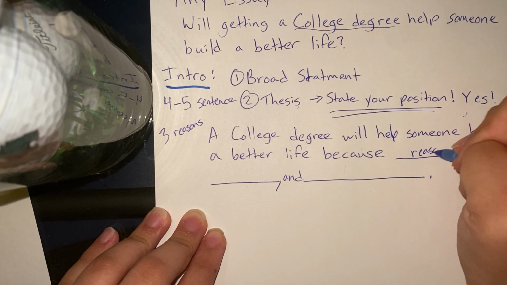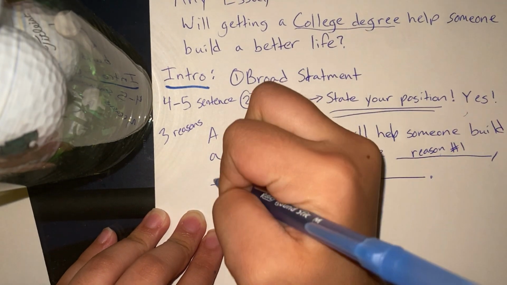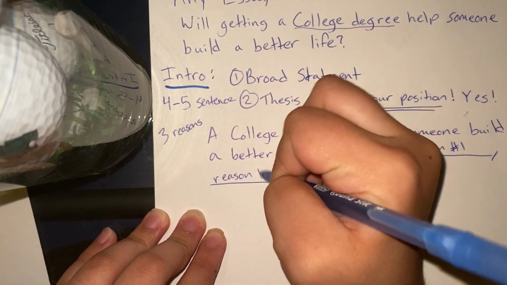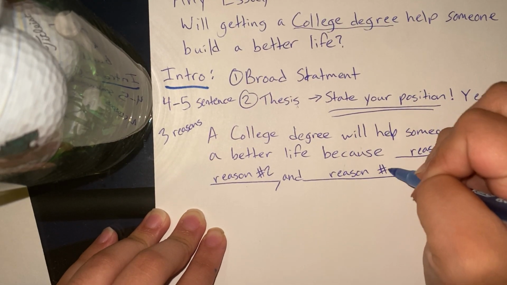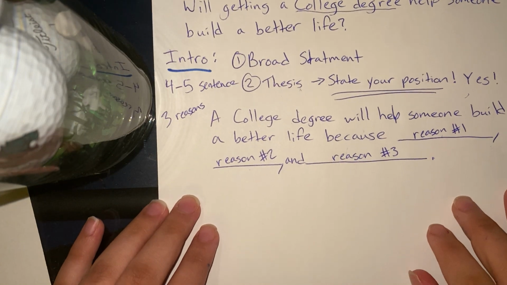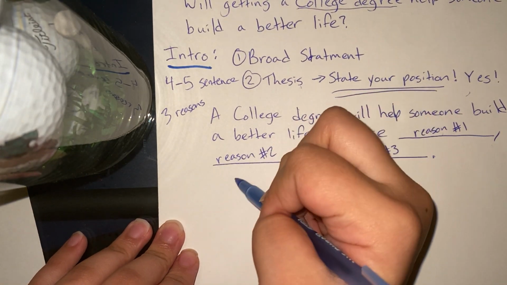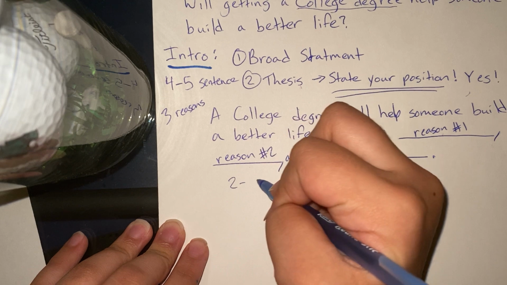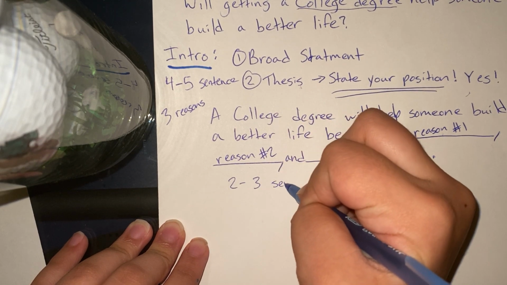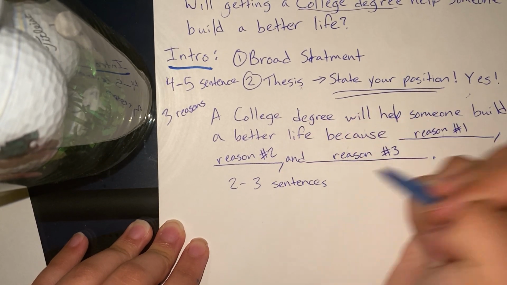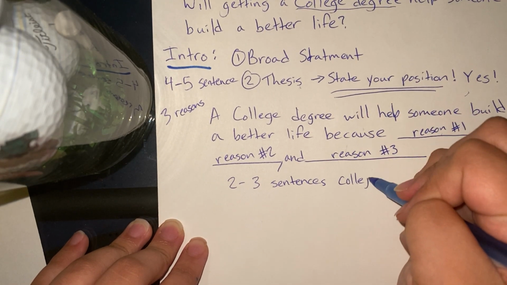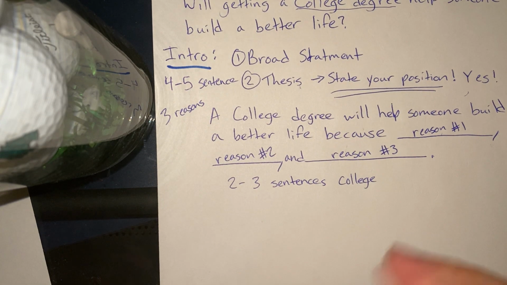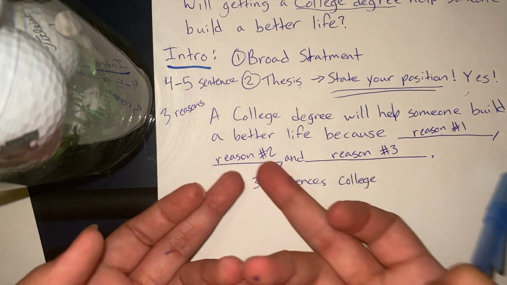Reason 1, reason 2, reason 3. Right? And then you write 2 to 3 more sentences about college degrees and information that you have on college degrees. So like basically your input. What do you think? Anything, it could literally coincide with one of these reasons.